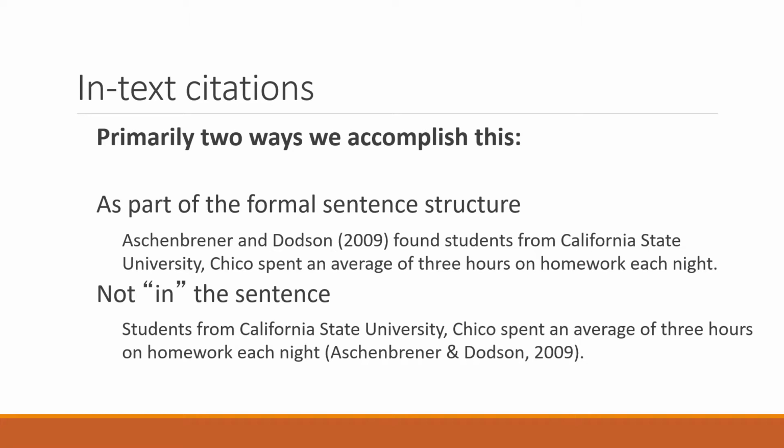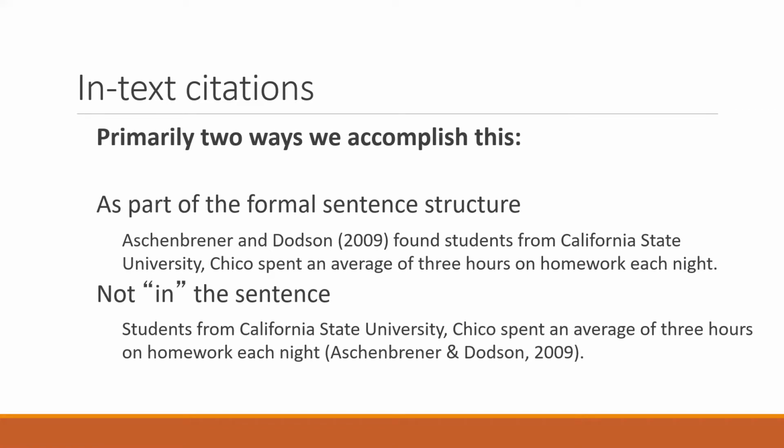When we bring the citation in, and we'll talk later on about why this is written the way it is, we can also put it outside of the sentence structure. We can say that students from California State University, Chico, spent an average of 3 hours on homework each night. Aschenbrenner and Dodson, 2009. These are 2 acceptable ways of citing, and the way that we choose to use it is often stylistically, right? That's going to depend on what you're writing, how that fits into the body of the whole paragraph, and is going to be left up to you.